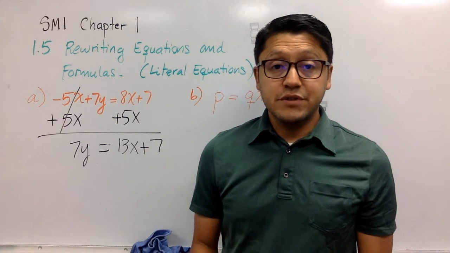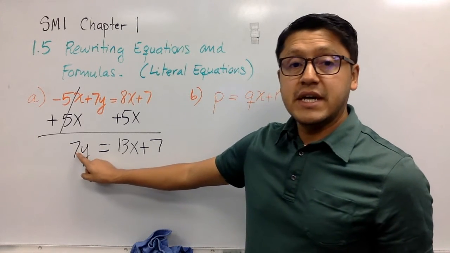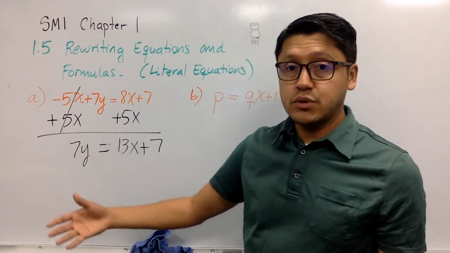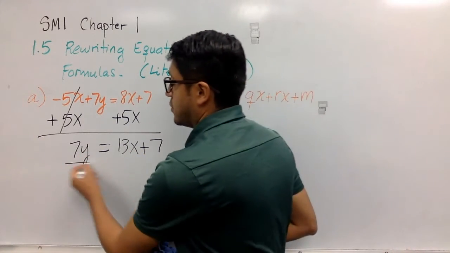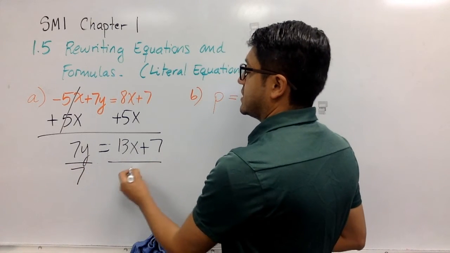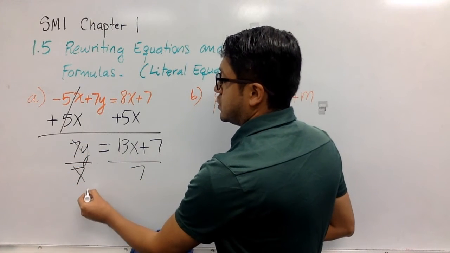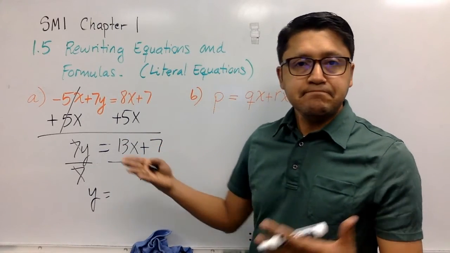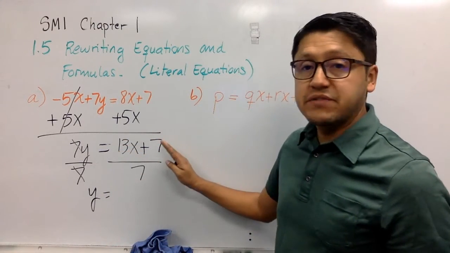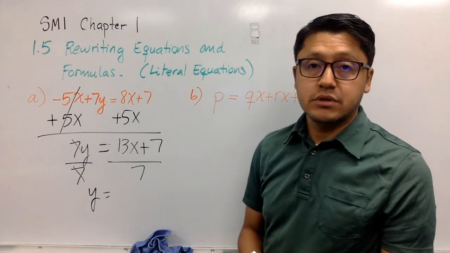The last thing I have to do is, as you can see, getting rid of this 7. How do I do it? Since this 7 is multiplying, I do the opposite operation, which is dividing by 7. As we do it, it is canceled. Take a look at this expression. We could just leave it like that, and that would be your answer.